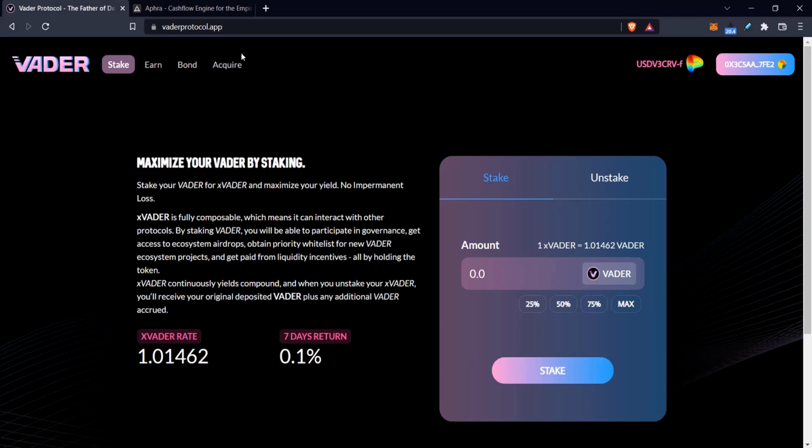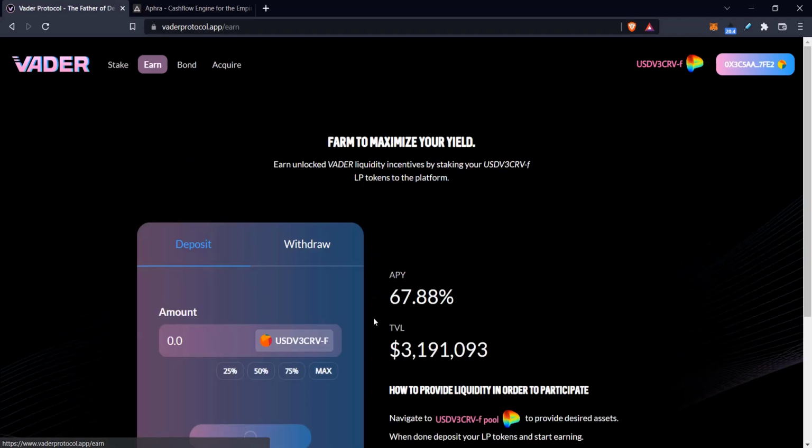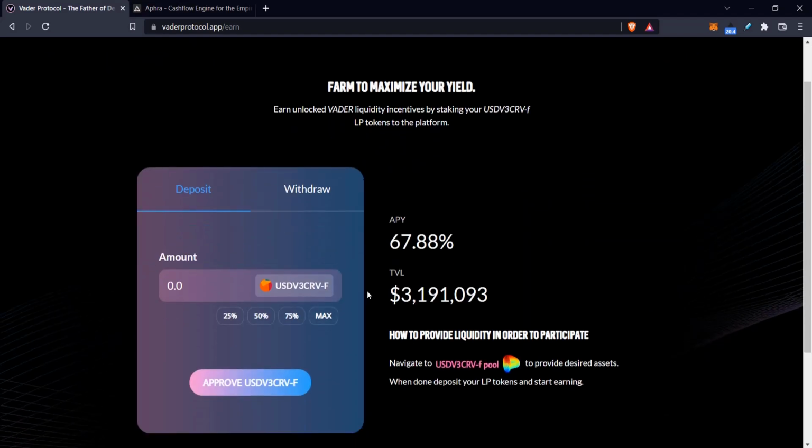Today we're taking a look at VADER and APHRA. Now, VADER I've covered in the past, so I kind of explained what this does already, but there are some improvements, like a little more live than last time I did the video. You can now burn VADER to mint USDV, and you can supply to Curve to get some incentives and put them into Earn here and gain these incentives.